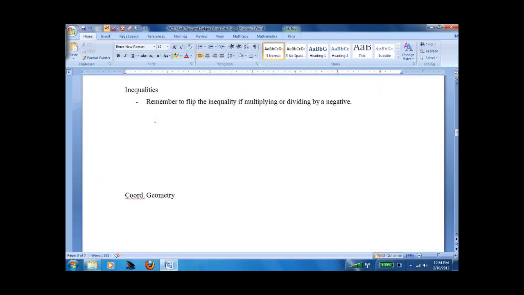Inequalities, very easy. They're expecting you to screw up, and they probably put something like this in, less than or greater than. So distribute, don't forget to distribute the negative. So we're just solving it like a normal equation.